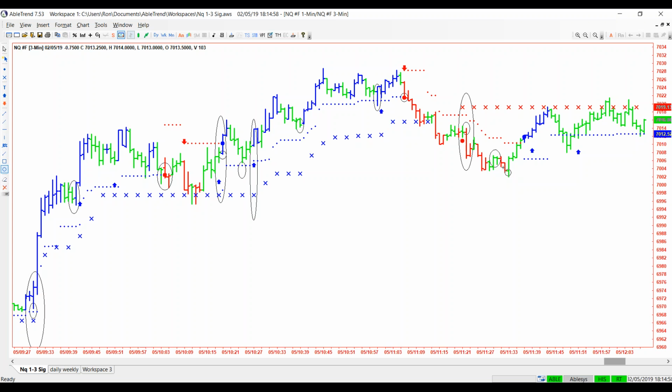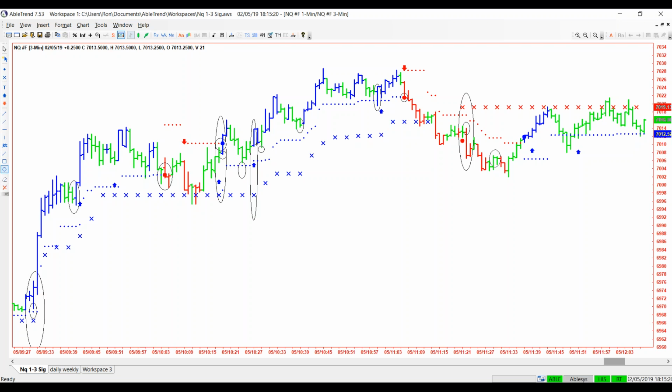Michael S. asks about the blue arrow, the Able trend signal indicators. Yes, I use arrows for trend signals. It's just personal preference. And I think the X's work better than the big dots. I'll tell you why. It makes it a little easier to understand. Some people get a little confused about the dot in the middle of the bar.